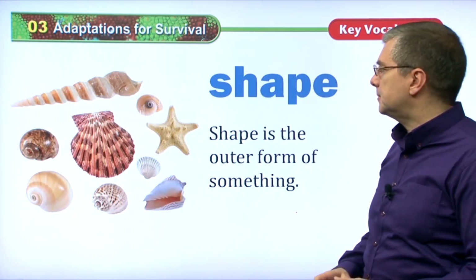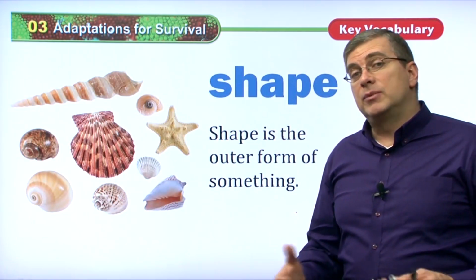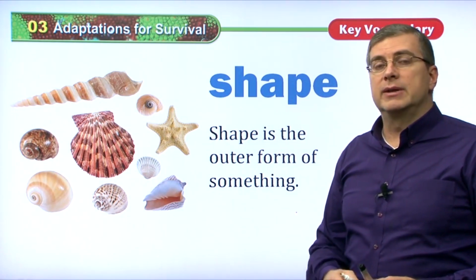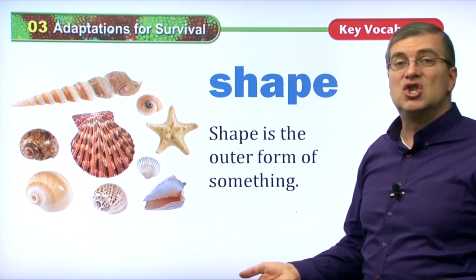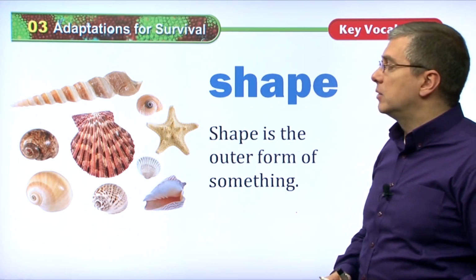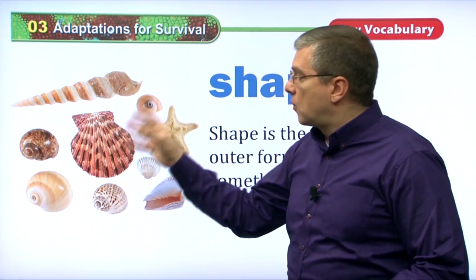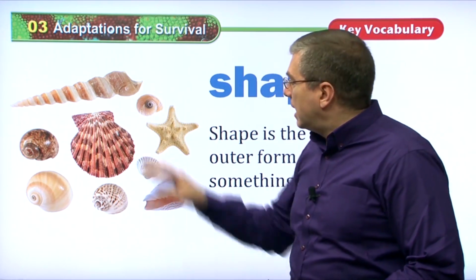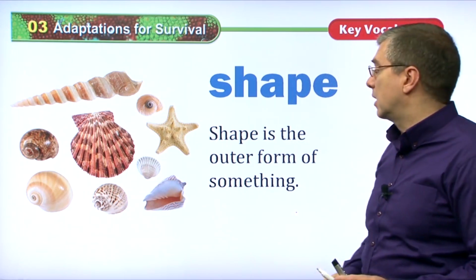Okay. Now we have shape. Animals, when they adapt to their wild surroundings, will have different shapes. And we can see a lot of different shapes even if we just look at shells, right? Some types of animals in the ocean will use shells for their body to protect them, and they have lots of different shapes according to what their needs are.